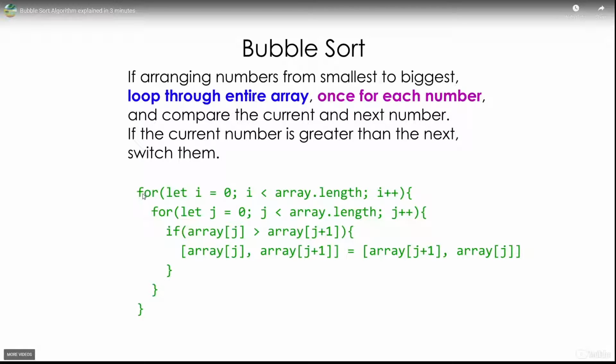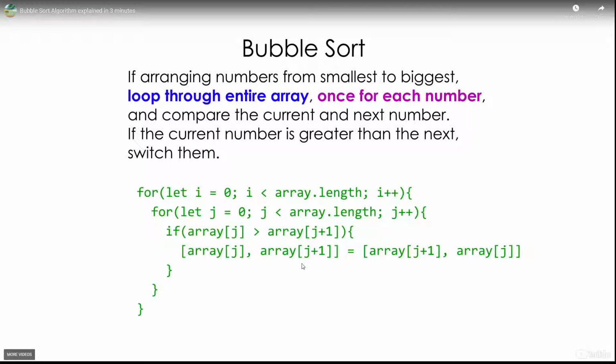So you first have your outer for loop. You let i equal 0, i is less than array.length, i plus plus. And then you have a second loop inside. Instead of calling it i, this time we call it j. You could call it whatever you want, but we loop through again the whole array. But in the inner loop, we check if array[j] is greater than array[j+1]. And if it is, we switch them. array[j+1] equals array[j], array[j] equals array[j+1].